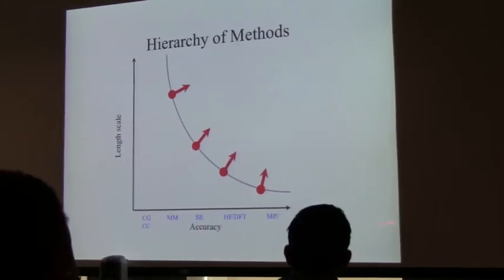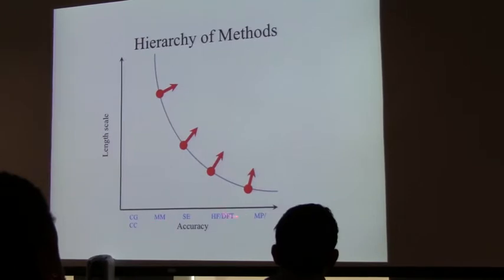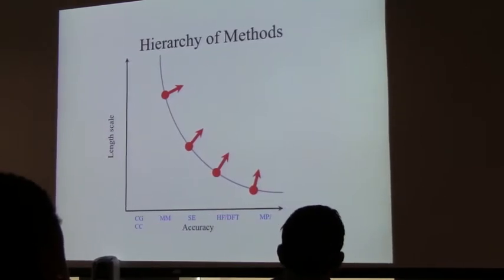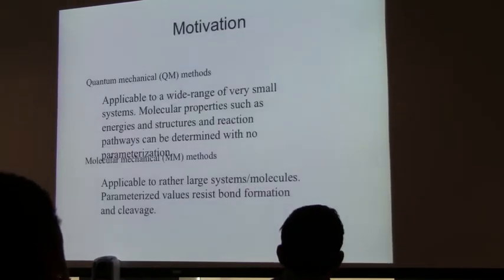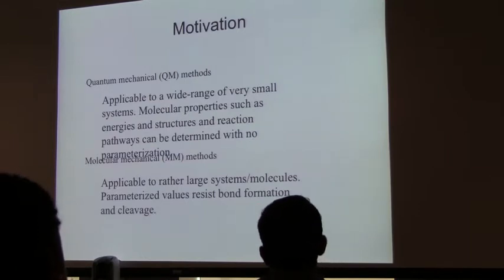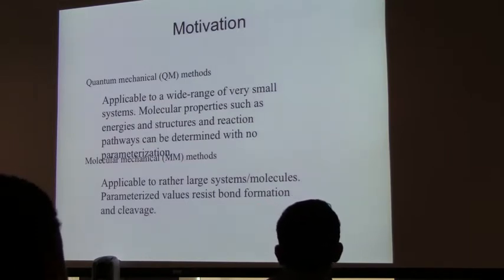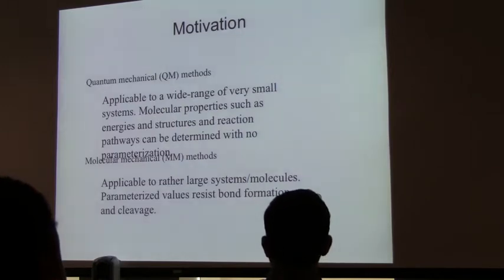And so each of these methods has its own strong suit. So we have partial charge methods, we have some empirical methods that Professor Dinner talked about before. But the motivation behind the QM/MM approach is essentially that quantum mechanical methods are very good and very applicable to a wide range of very small systems. You can get molecular properties, you can get energies and structures, you can even get reaction pathways pretty well. And you don't need to determine parameterization beforehand.